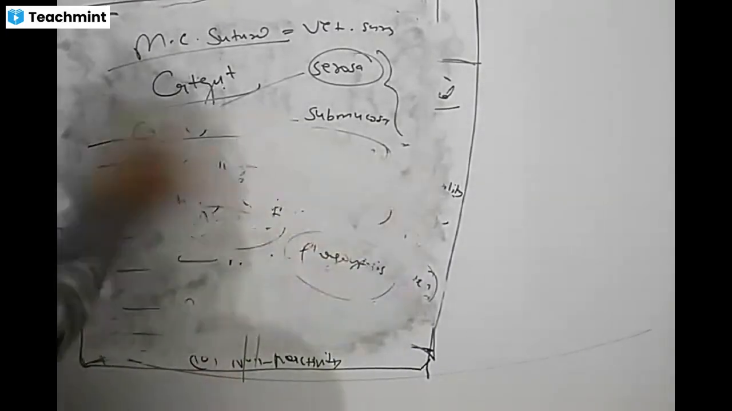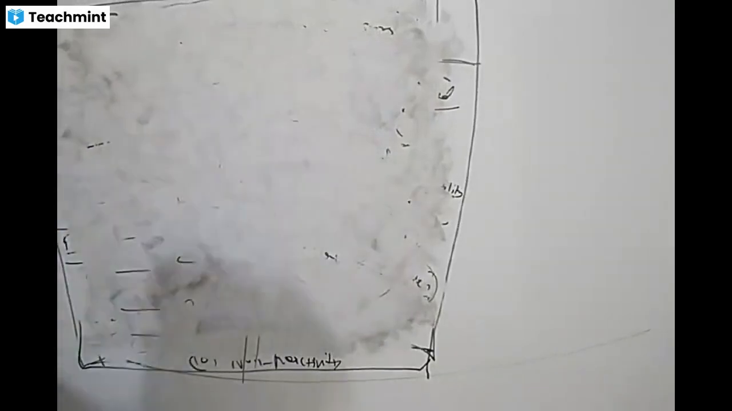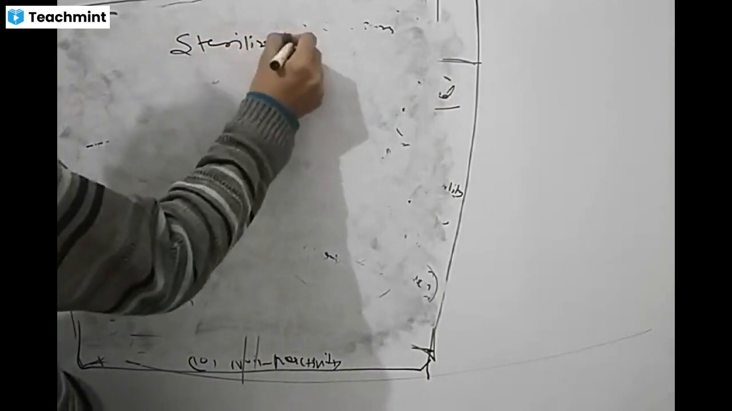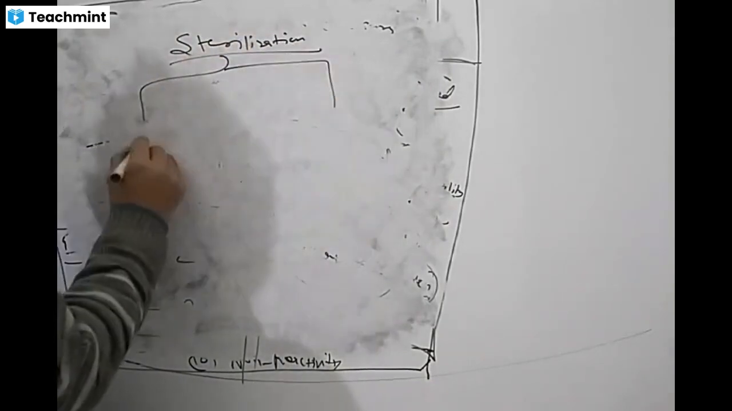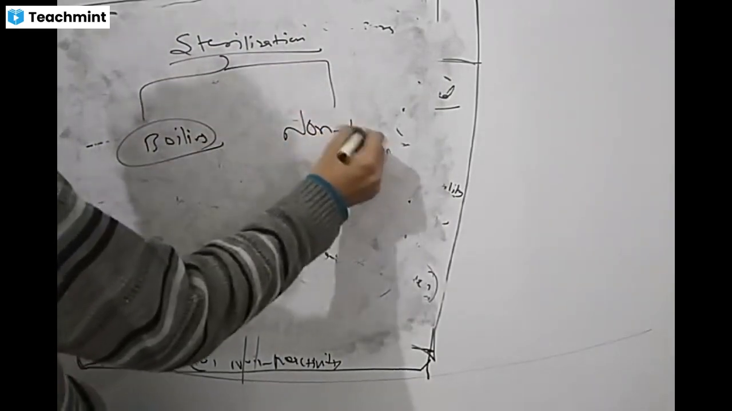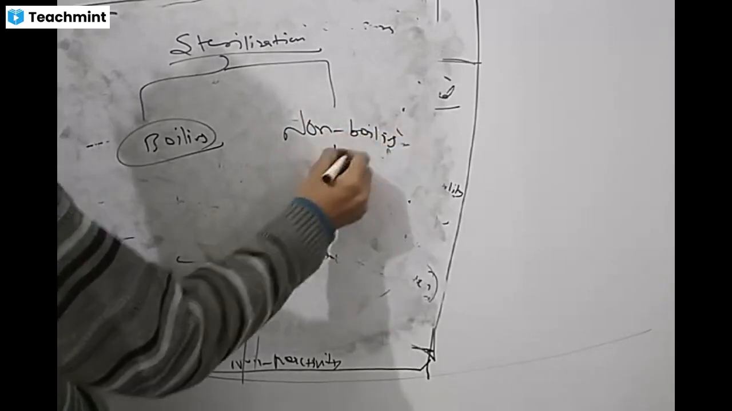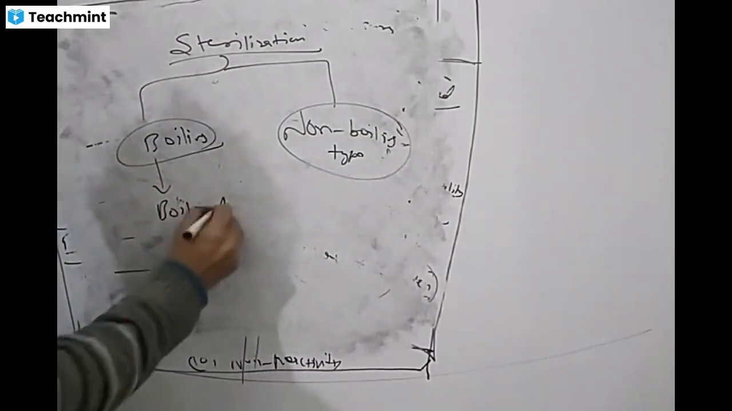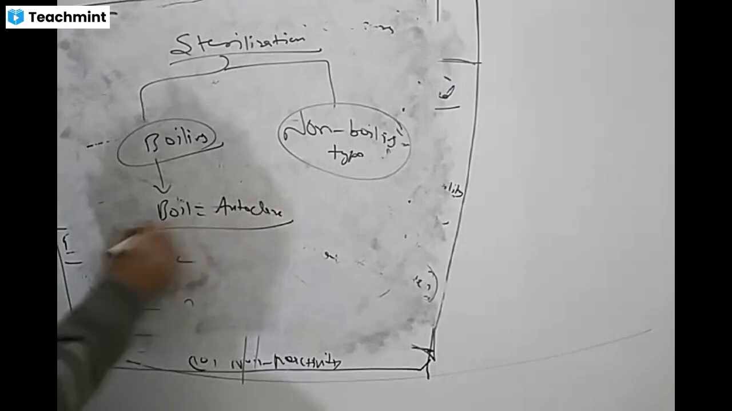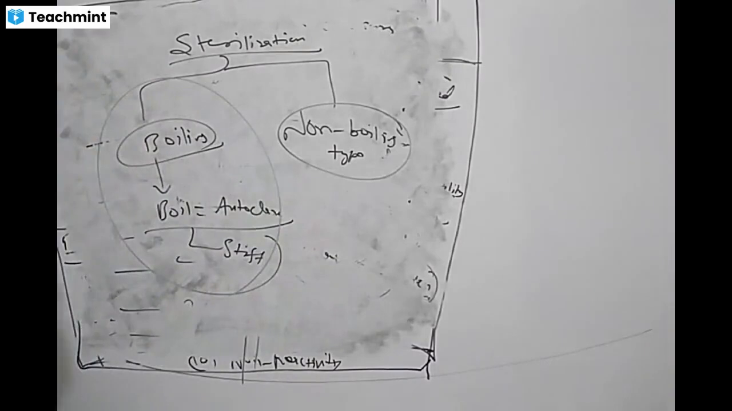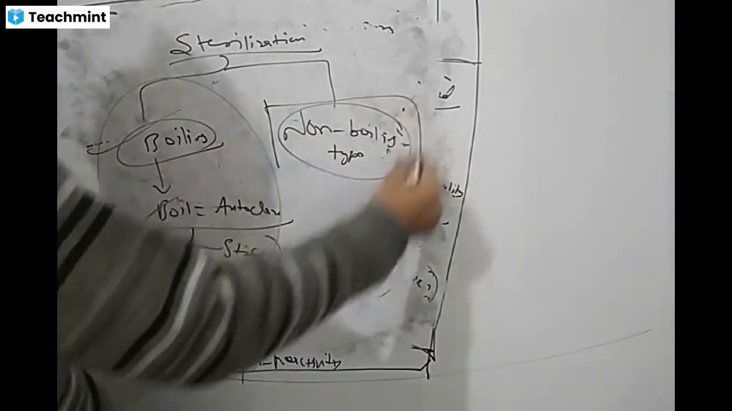One more important point, in your Venugopalan, it is given about sterilization. In that book they have given two types, boiling type and non-boiling type. Boiling type you can boil, meaning you can go for autoclave. But these materials are more stiff and are not available in the market or not used nowadays. What they are using is non-boiling type.